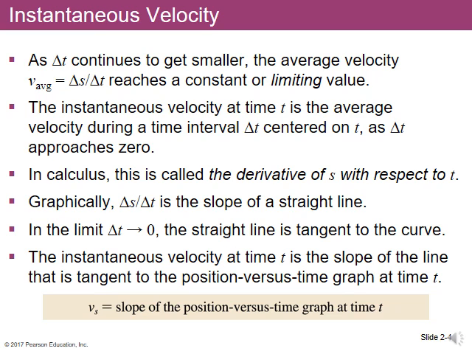So once again, just summarizing what we've been talking about here for the past few slides. As delta t continues to get smaller, the average velocity gets closer and closer to the instantaneous velocity. As it approaches zero, this turns into a derivative. So the slope of the position time graph at any given point in time is still equal to the velocity. And now we can see that that is also equal to the derivative of a position function at a certain point in time.